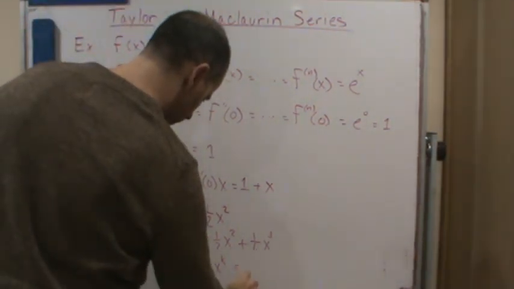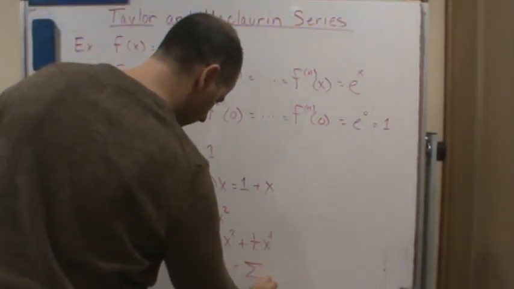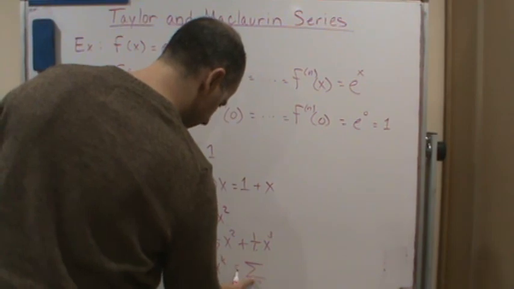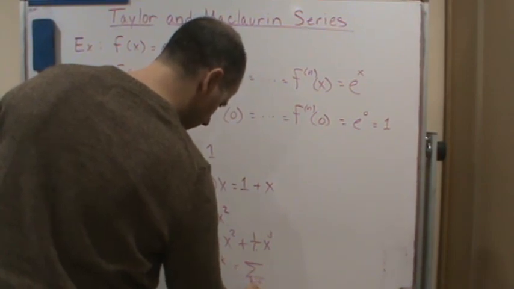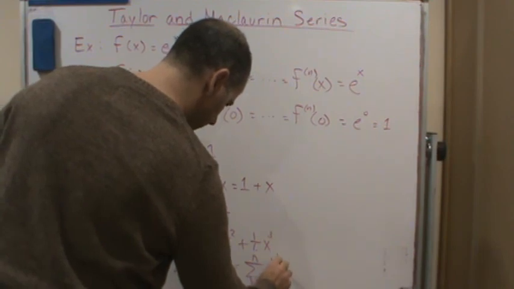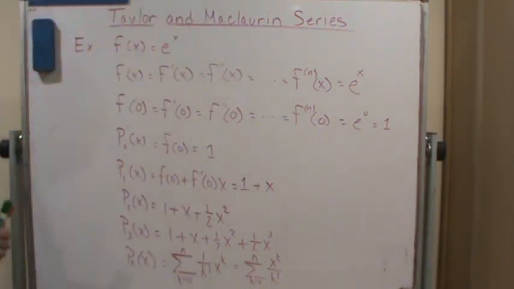Or if you want to write it all as one fraction, that's fine. So it'd be the summation from k equals 0 to n of x to the k divided by k factorial. So we could write it that way as well. Okay, and that's it. We'll come back and we'll do another one just like it.